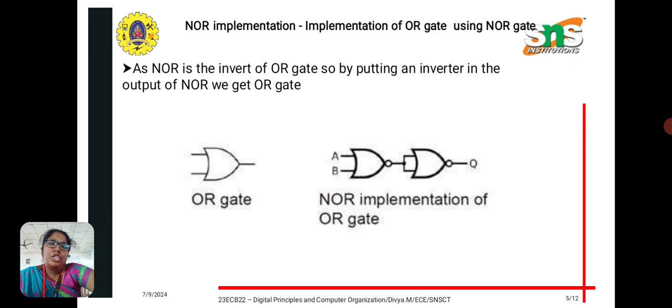NOR implementation of OR gate using NOR gate, as NOR is the inverter of OR gate. So by putting an inverter on the output of NOR, we can get an OR gate. First is the symbol of OR gate, and then the OR implementation using NOR gates. If the output of an OR gate is given to a NOT gate, then it becomes a NOR gate.